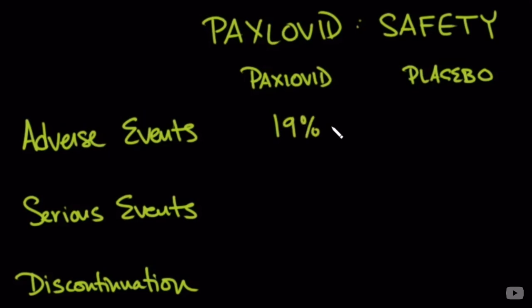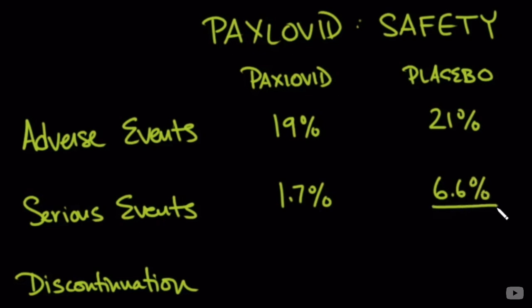They say that most of these were mild. In placebo, it was 21%. Now, in terms of serious events, there was 1.7% that had serious adverse events. They didn't define what those were. And in the placebo, it was 6.6%. So there's actually more serious events in the placebo group than there was in the PAXLOVID group.